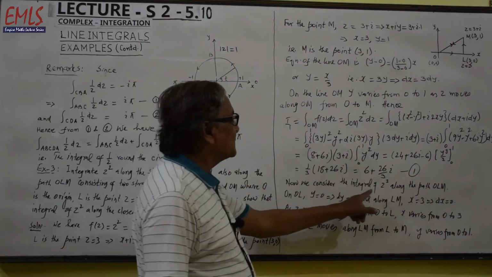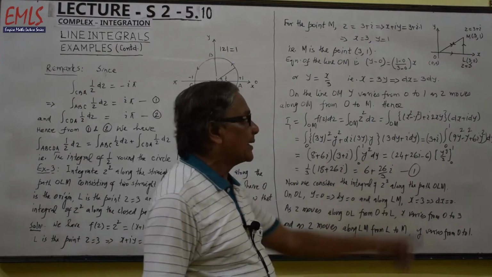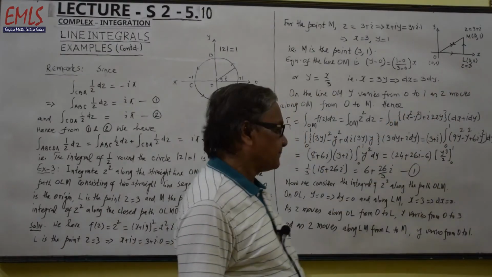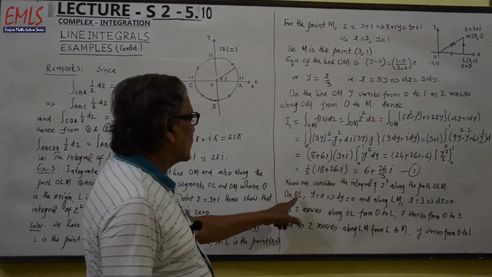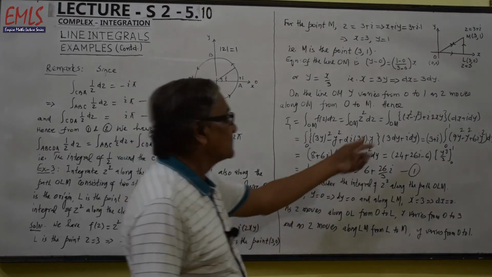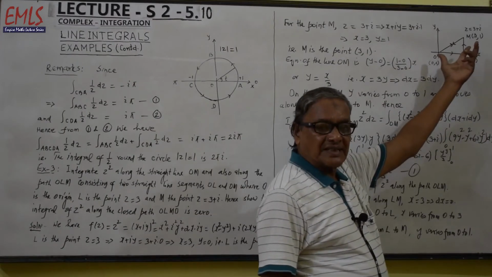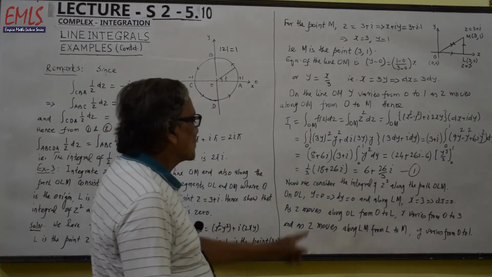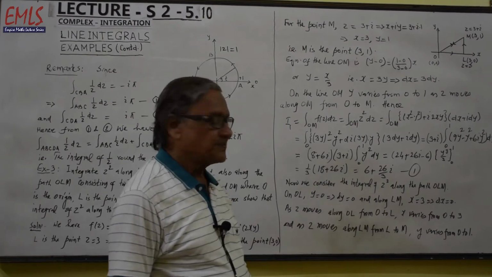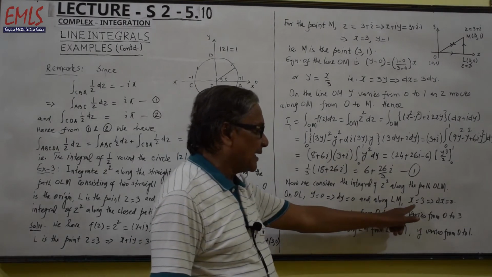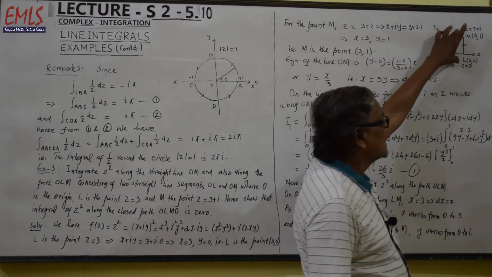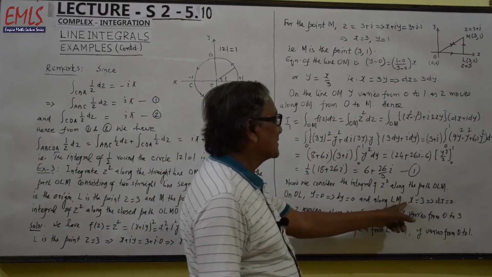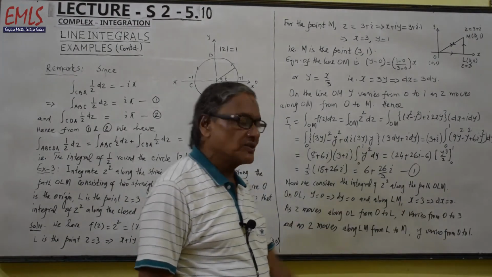Now we consider the integral of z squared along the path OLM, along this path as indicated by the arrow here. On OL, y is 0. This is the x-axis, the real axis, so y is 0 on OX, which implies dy is 0. And along LM, x is equal to 3. This length is 3, so on differentiation dx will be 0.